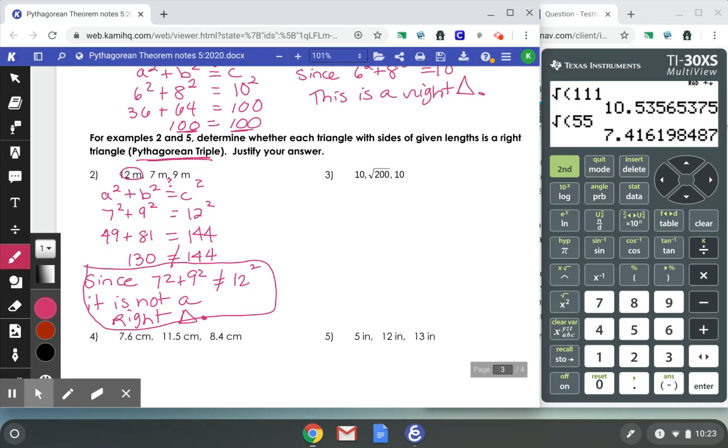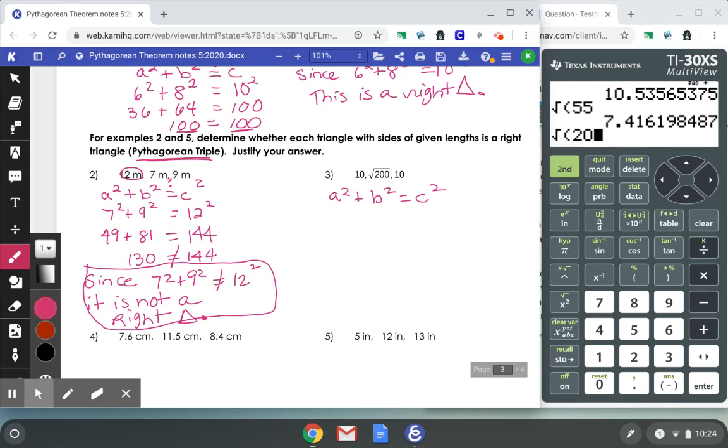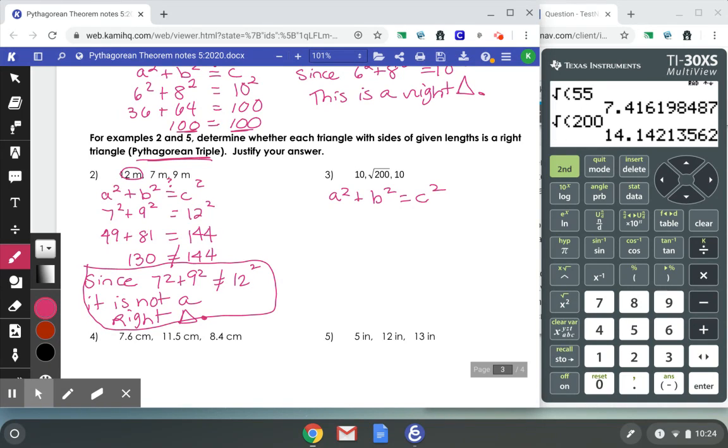Okay, look at another one. I have 10, the square root of 200, and then another 10. I need to figure out what is the longest side. To determine that, I can put the square root of 200 in my calculator, and that says 14. So that is going to be my longest side. So I'm going to substitute the square root of 200 in for C. That means 10 and 10 are A and B.